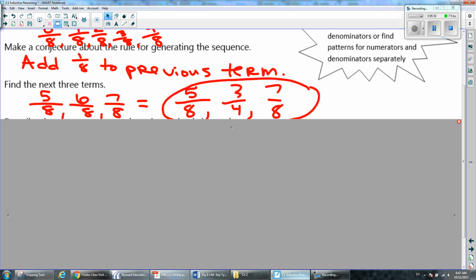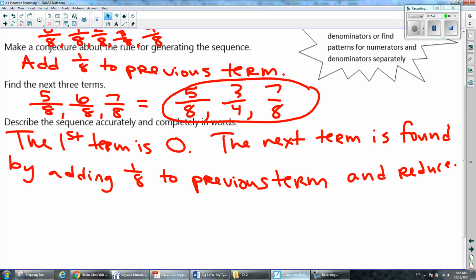So your next three terms would be 5/8, 6/8, and 7/8, but we know we have to reduce those. Our pattern had fractions in lowest terms. So 5/8, 3/4, and 7/8. So we can say the first term is 0, the next term is found by adding 1/8 to the previous term and reducing.